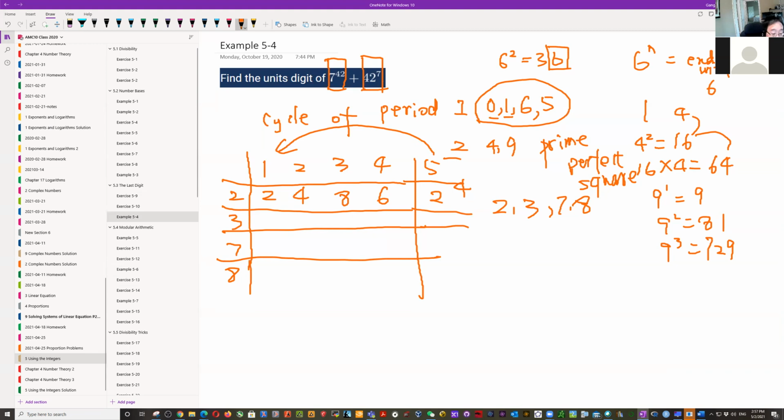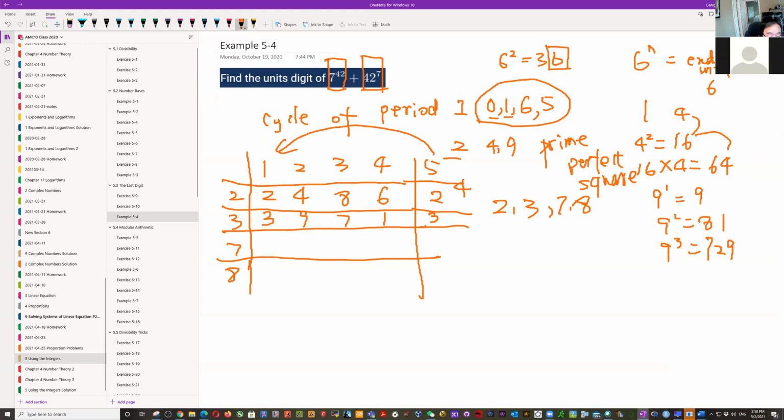And now 3 to the first is 3. 3 squared equals 9. And 3 multiplied by 9 equals 27, so 3 cubed is 27. I just put down the last unit digit, 7. And 3 multiplied by 7 equals 21, so that's 1. And 1 multiplied by 3 equals 3. So basically, at the power of 5, it's going to repeat its pattern here.